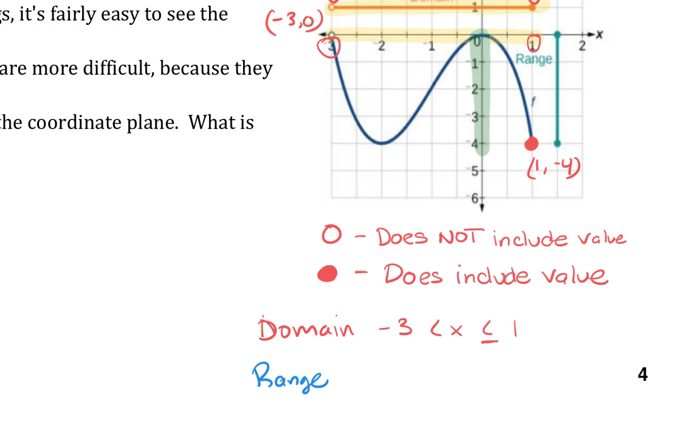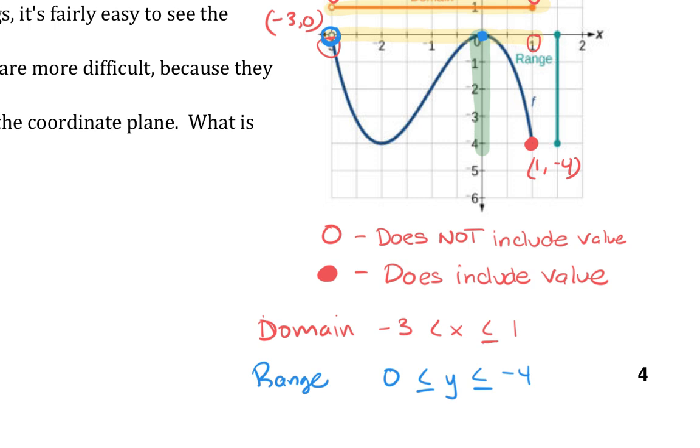Now the range, on the other hand, we're going to be looking at the y values, so everything highlighted in green. We start at 0 and it goes down to -4, and those are going to be my y values. Does it include 0? It doesn't include 0 right here, but it does right here. It's only when there's an open circle at that specific point that it does not include that value, but it does include it at the origin. And then the lowest y value on the graph is -4, so we're going to include those values.